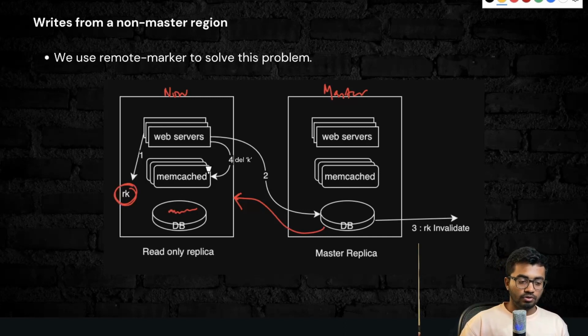Think of this. If the RK is present, that means the request from the master has not yet reached, so fetch the correct data from the master database. If the RK is not there, that means the request from the master has reached that local database, and whatever value you fetch from the local database is the correct value of the key k. And that is how it solves the stale data problem.